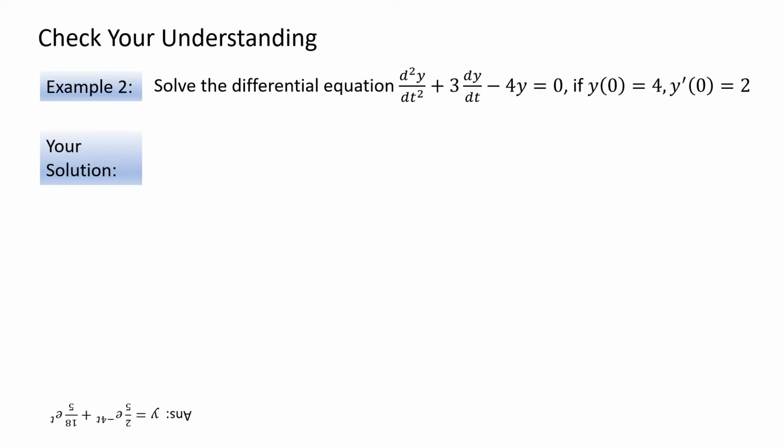All right, so our second example. This one you're going to see is going to bring us back into partial fractions. Solve the differential equation, d squared y by dt squared plus 3 dy by dt minus 4y is equal to 0, if y at 0 is 4 and y prime at 0 is 2.